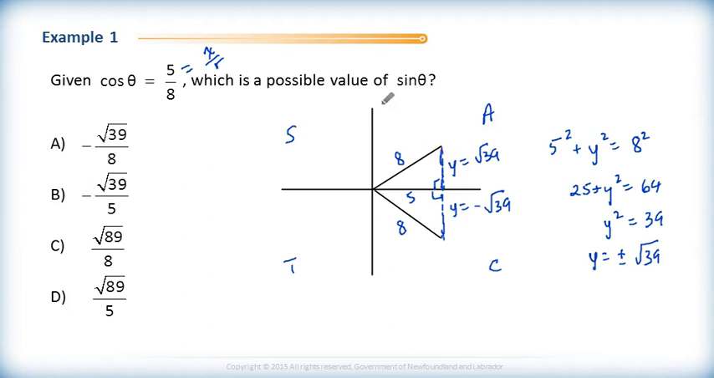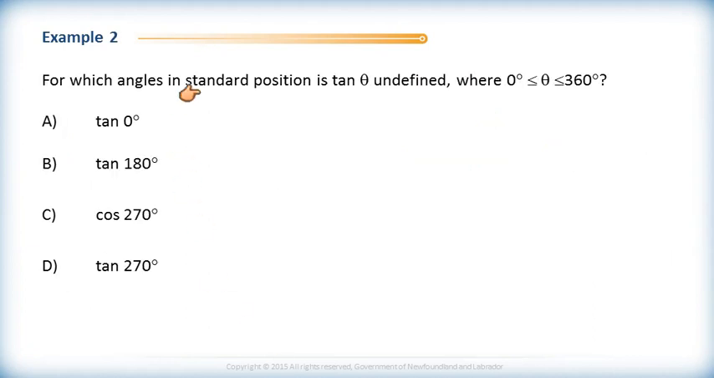In quadrant 1, sine theta is equal to root 39 over 8. That's not one of the given possibilities in our options here, so we look for the other one. Sine theta equals negative root 39 over 8. A is a correct answer. Example 2. For which angles in standard position is tan theta undefined where theta lies between 0 and 360 degrees?